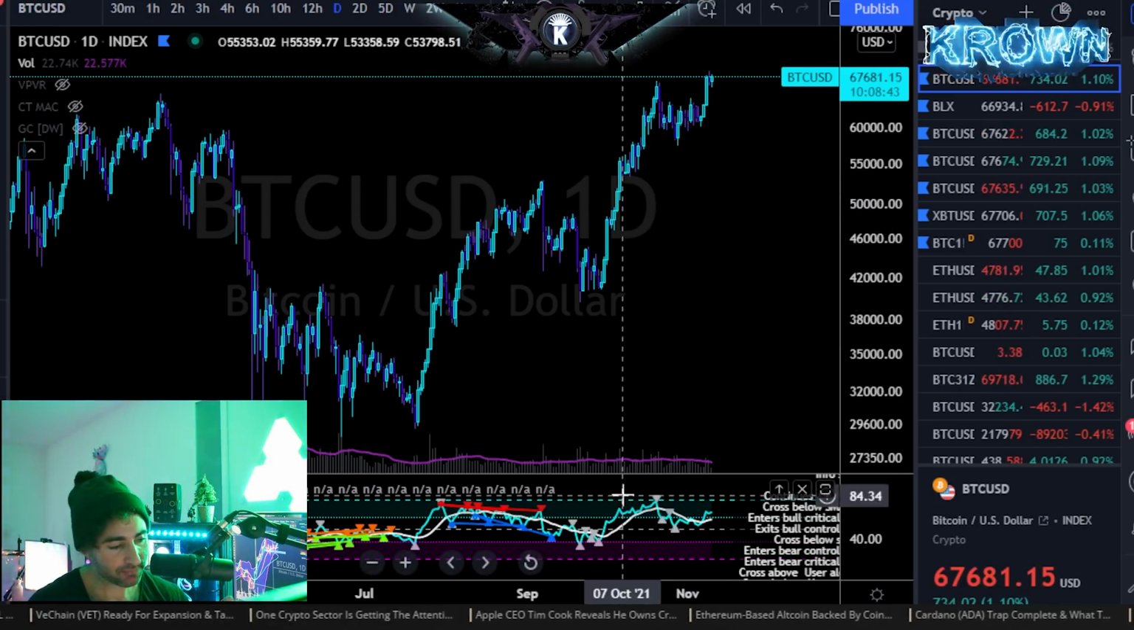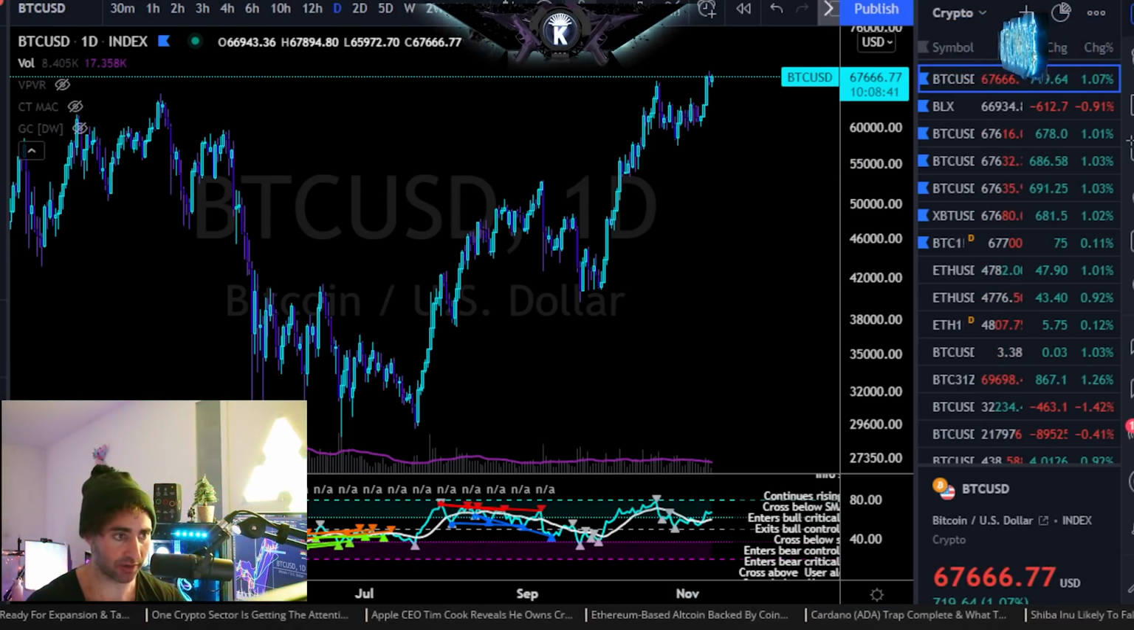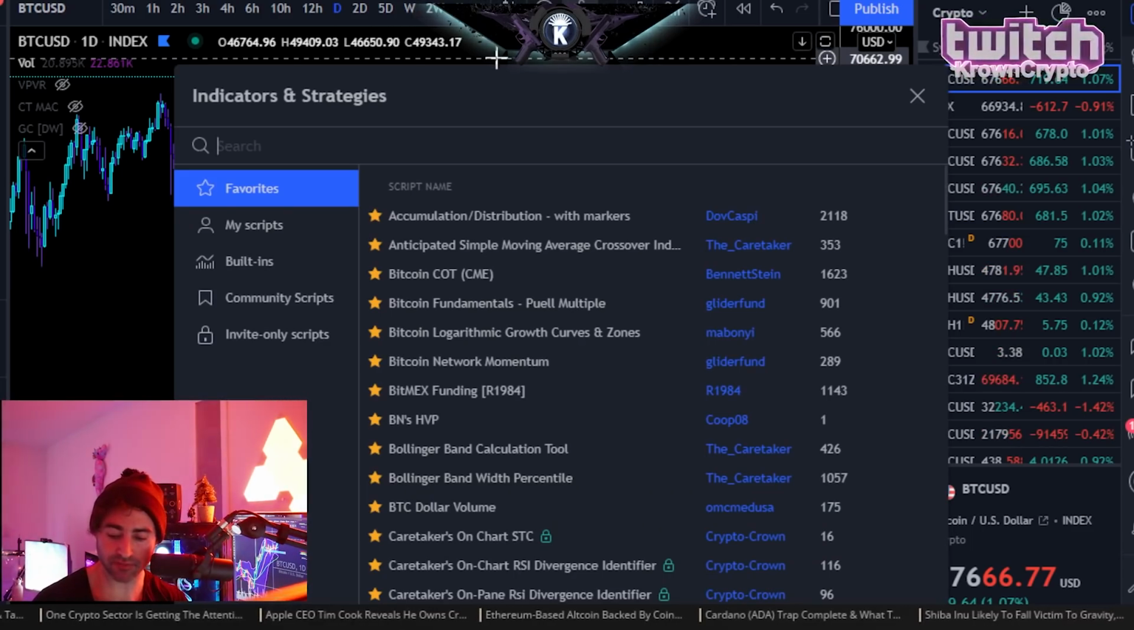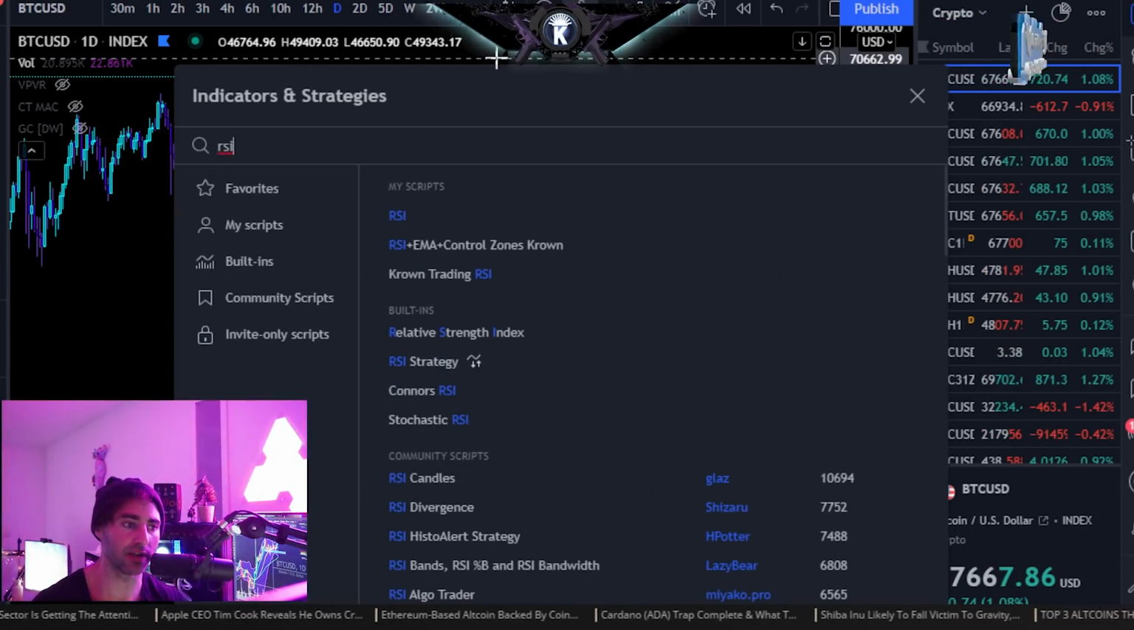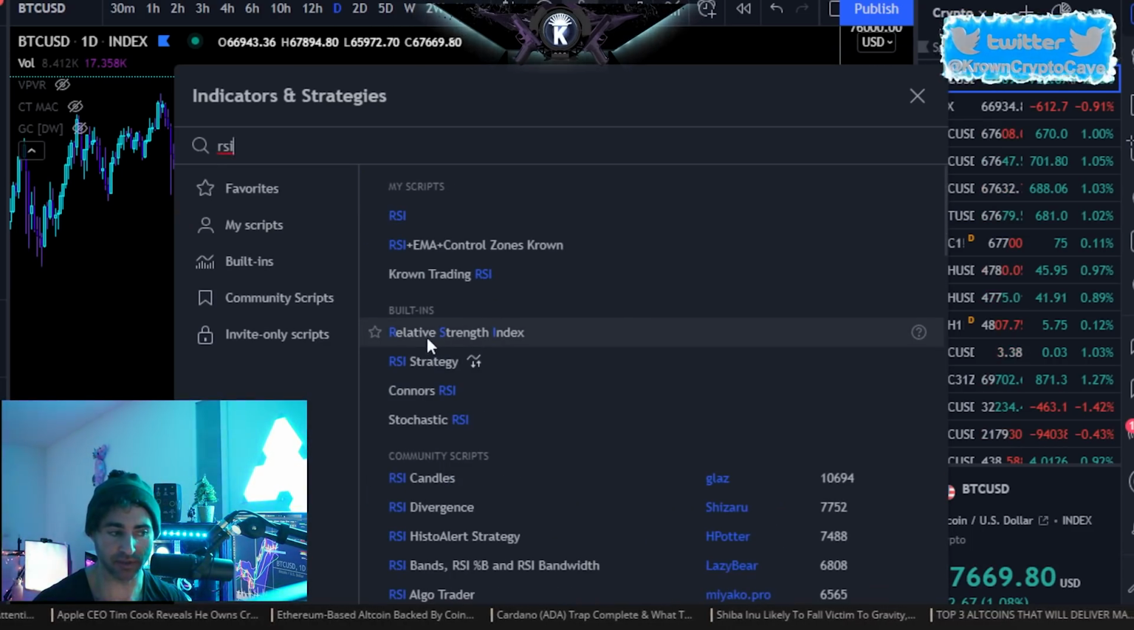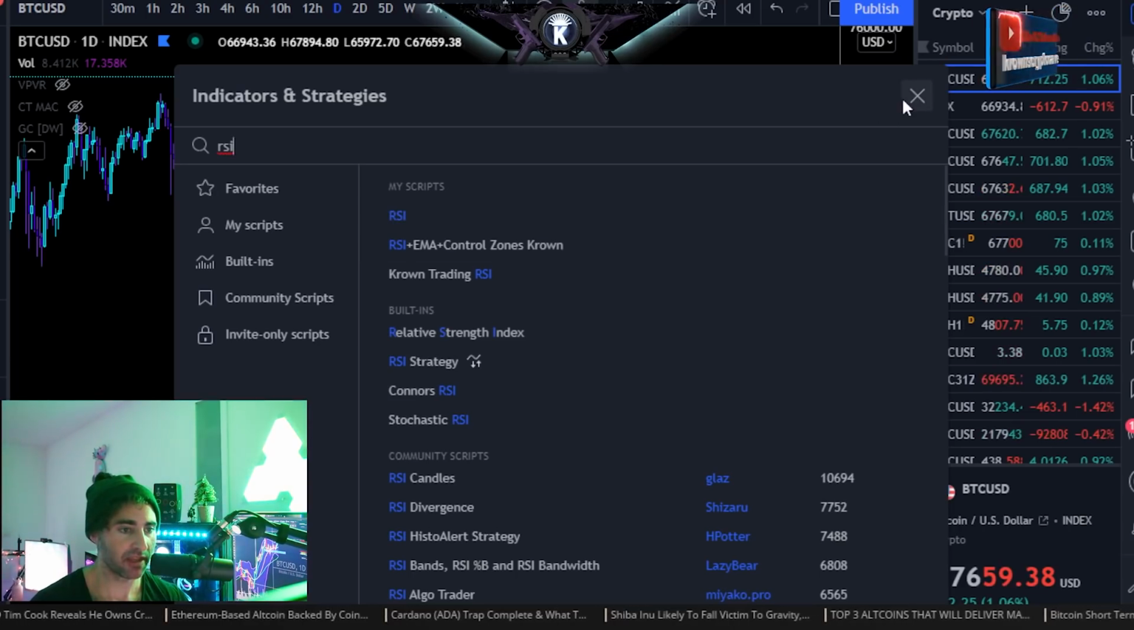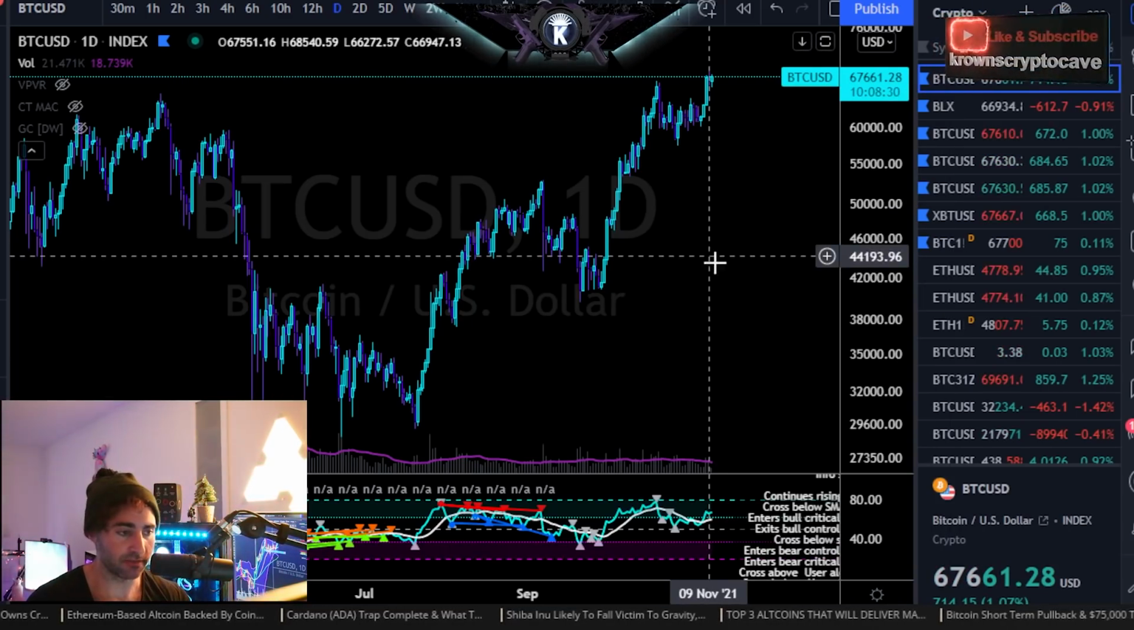Okay, so first things first, I should show you how to get the RSI. If you're just going to go with the default one, just type in RSI right here in your indicators tab. And it's going to be the built-in one right there, Relative Strength Index. And we're just going to run a default 14 period on it.